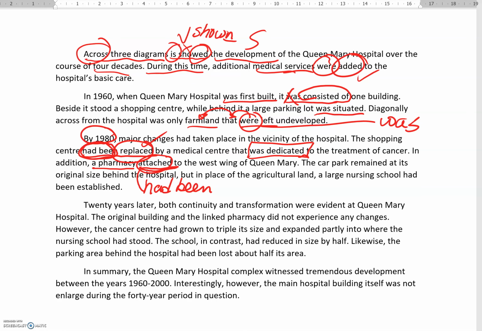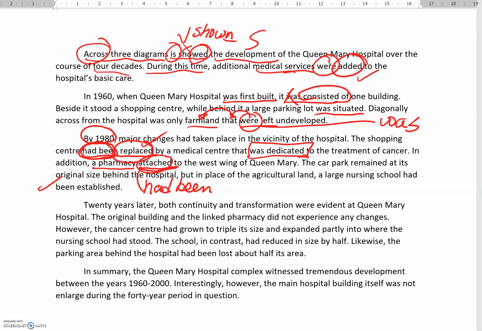The car park remained at its original size behind the hospital, but in place of the agricultural land, a large nursing school had been established. So the nursing school didn't do the action of establish, someone established it. So this is correct. Had been established, passive voice. Okay, good.